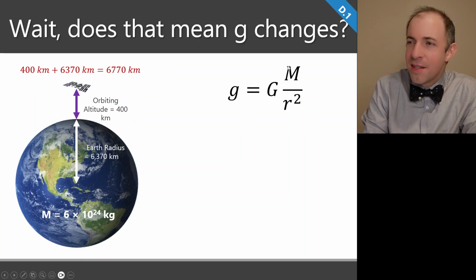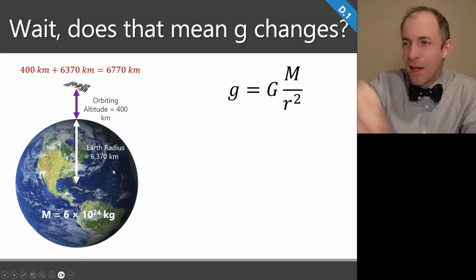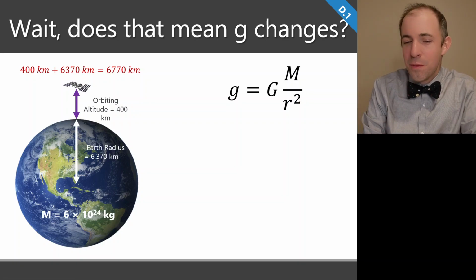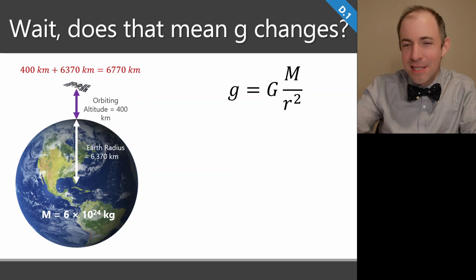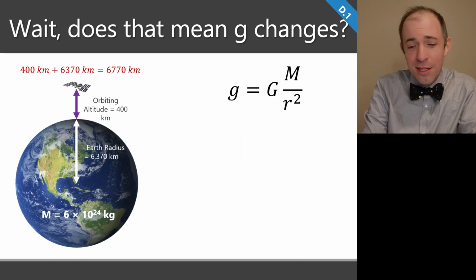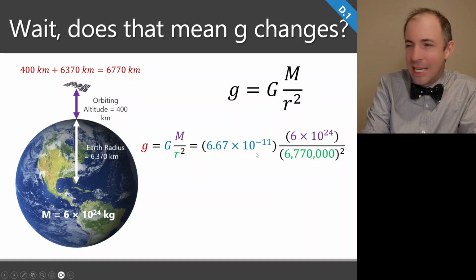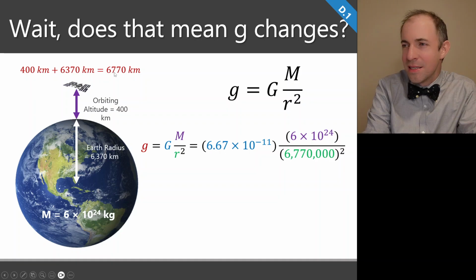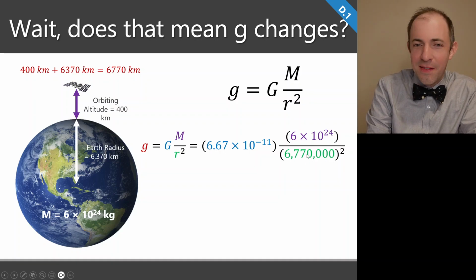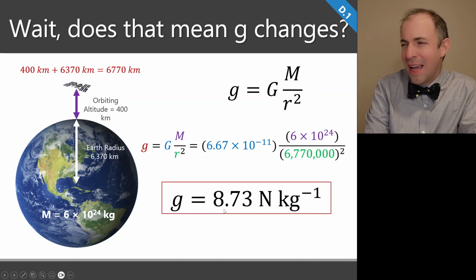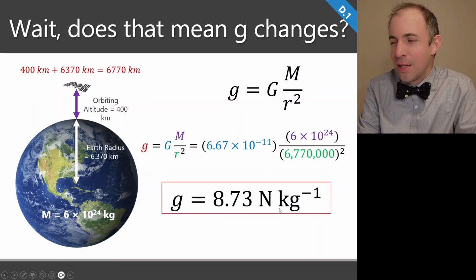For this mass, we are going to use the mass of the Earth because we are defining the force field around the Earth. We are not going to be looking at the mass of the space station. We are just using that as a location to calculate this field strength. I can plug these values in. There's our big G again, times the mass of the Earth divided by the distance between these converted into meters squared. So 6,770,000 squared. And we get a little g value of 8.73 newtons per kilogram.